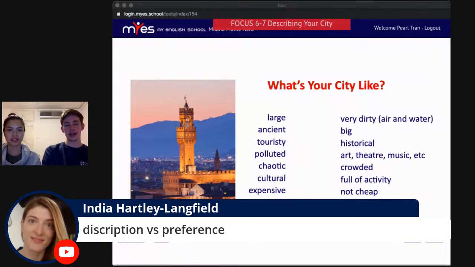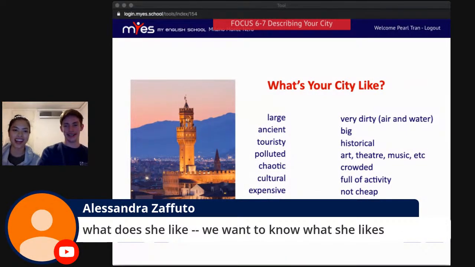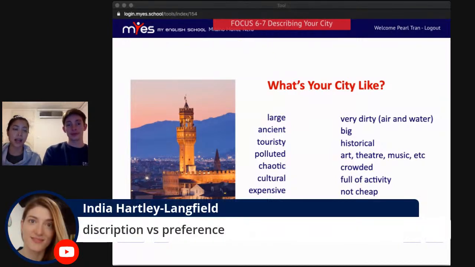What is she like is description, and what does she like is a preference. So Alessandra, for example, likes pizza. What is she like is for description. So she is tall, she is happy, she is American. Remember, the verb to be we use for description. What is she like? What is the weather like? What's your city like? And what does she like is for preference.